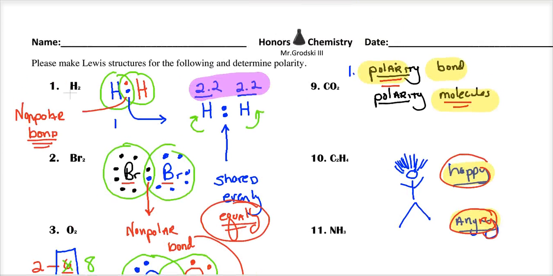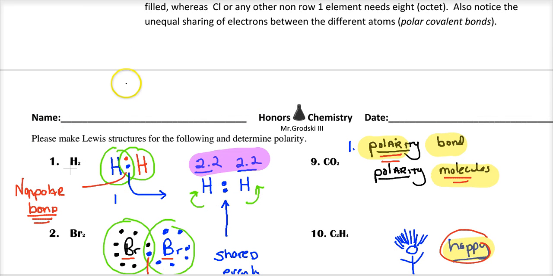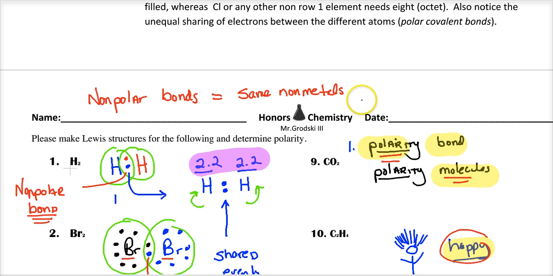We should write that. Okay? So on the top somewhere, nonpolar bonds equal the same nonmetals bonded. And when we get polar covalent bonds, these are what? Different nonmetals. Now you should understand why.